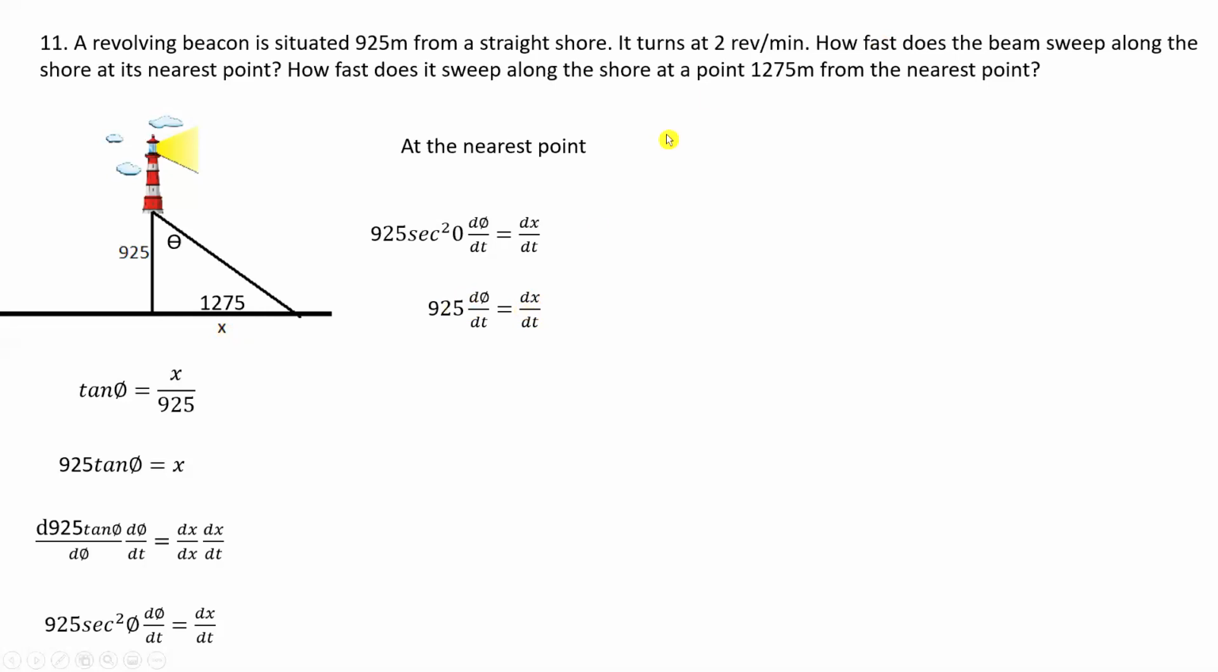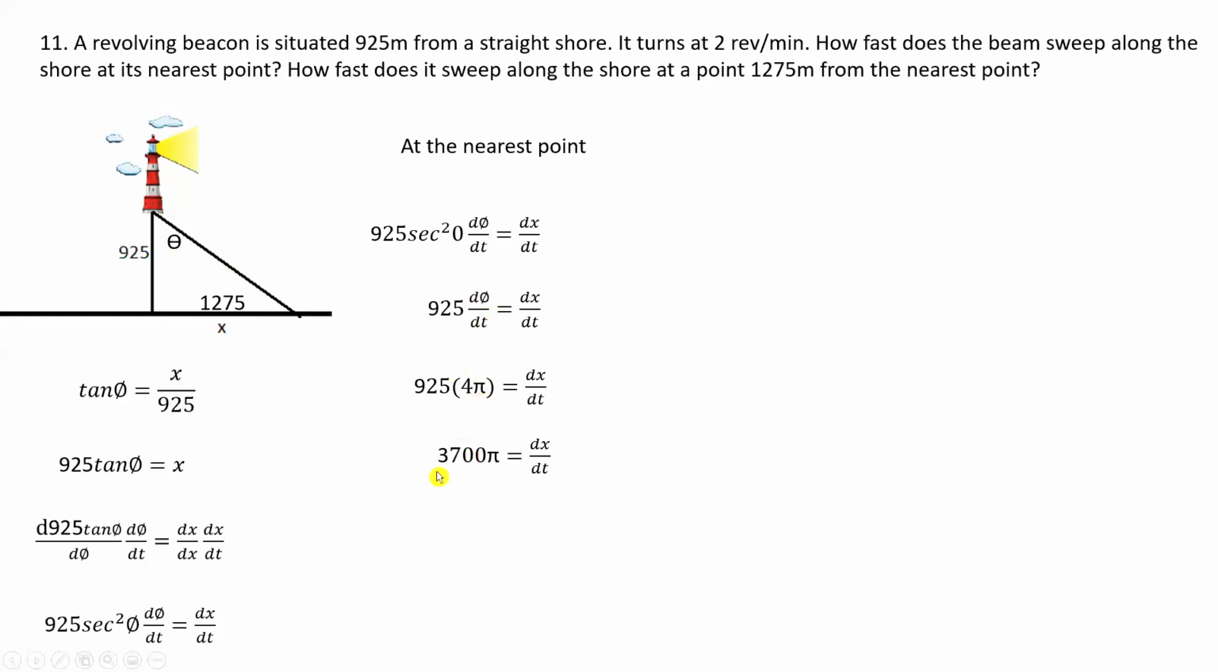Now, d theta dt. It's changing at 2 revolutions per minute. So it goes around once and twice every minute. So how big an angle does that cover? Once around is 2 pi. Twice around is 4 pi. So it covers 4 pi radians, which is what theta represents, the angle, every minute. So that's how d theta dt became 4 pi.